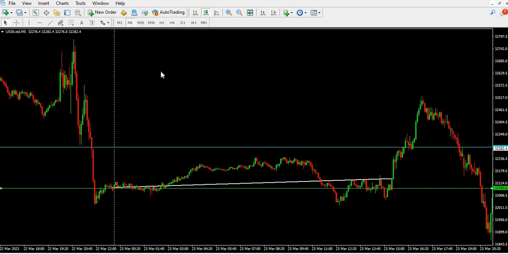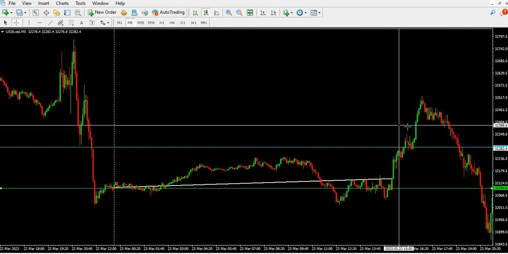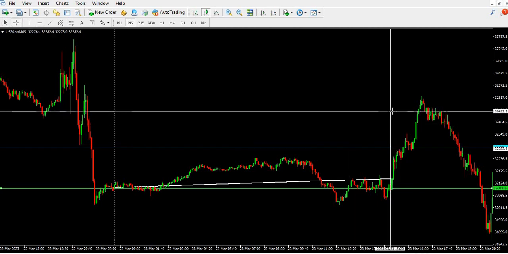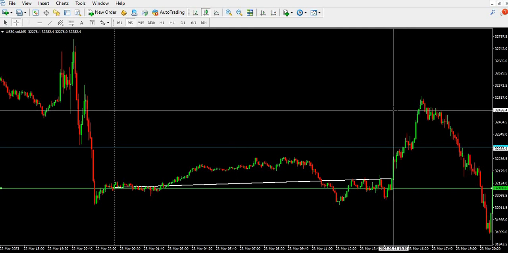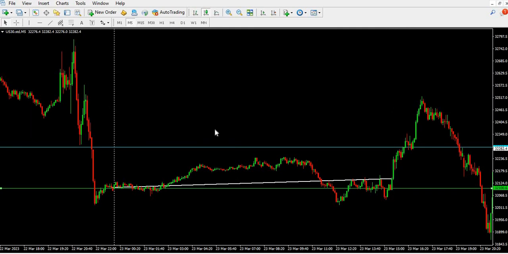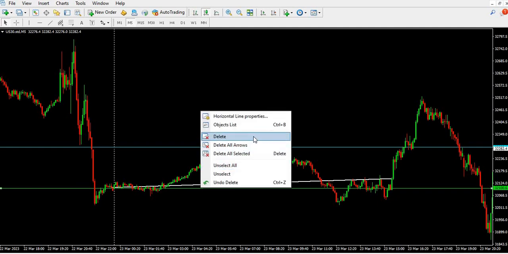Therefore the market, as you can see, at 15:30 it bought. This is a bullish candle. So you make your money there. Let me show you another example. Let us delete this one.